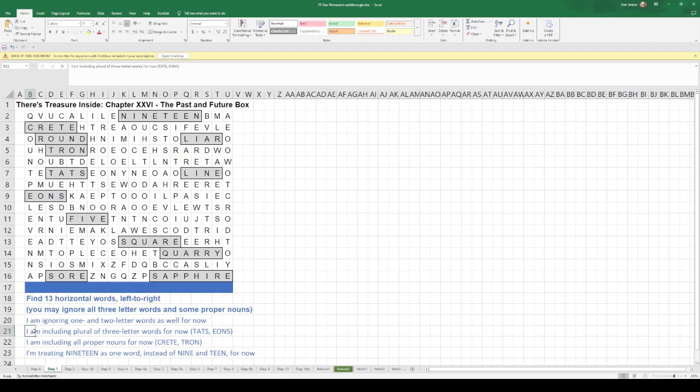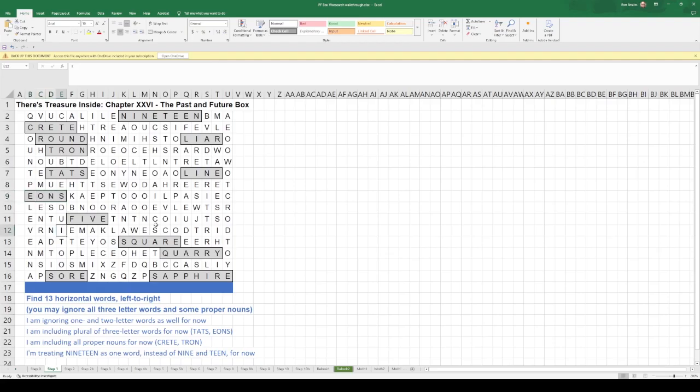I'm including the plural of three-letter words for now. So here's a three-letter word, eon. The plural is eons. Here's tats, which I looked up in the dictionary. It is a word. I'm including those for now because they're four letters, even though it's two things. One, it's a plural of a three-letter word. And this one, tats, actually only has three letters in it, T, A, and S. This is a four-letter word, EONS, if you catch my drift.